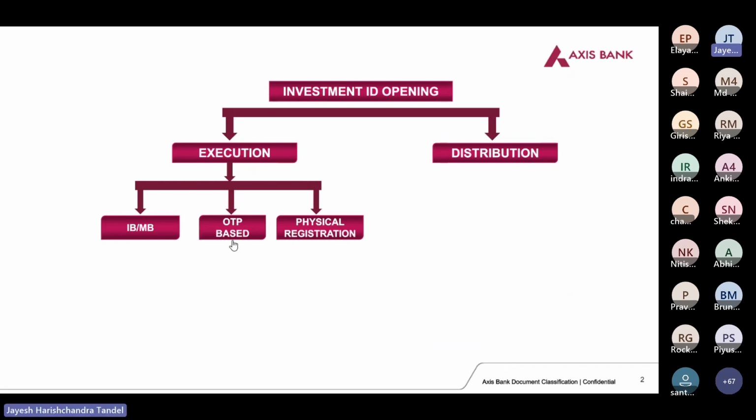So this is an OTP based registration. First one is IBNB, which is customer initiated, allowed only for a single investment account. OTP based registration is allowed for joint and single investment accounts, but in OTP based, all holders' KRA KYC should be registered. In physical registration, if the customer's KRA KYC is not registered, in this case, you can obtain the KRA KYC form and the supporting documents and upload them in this process.